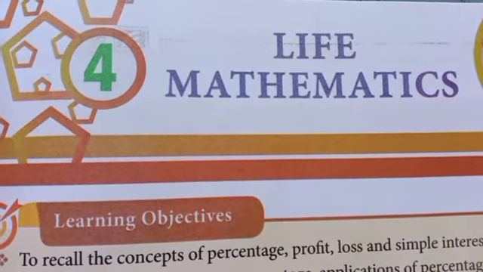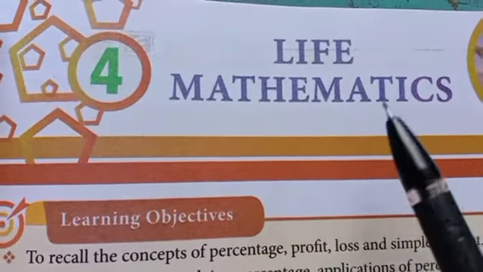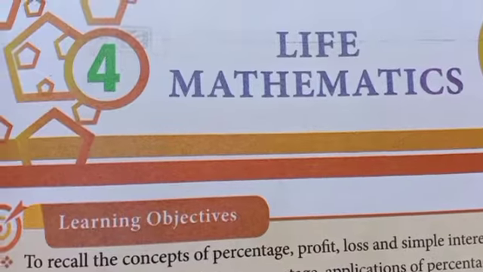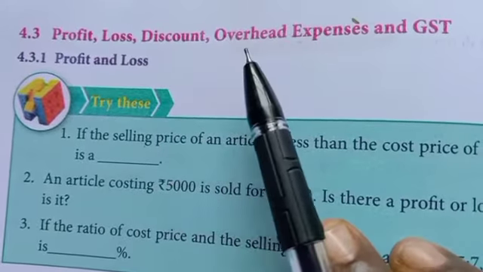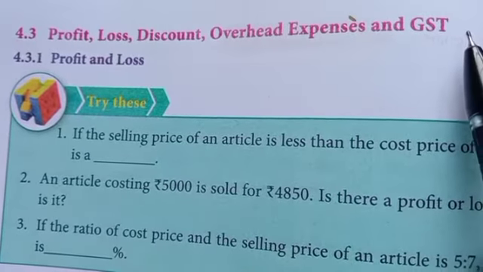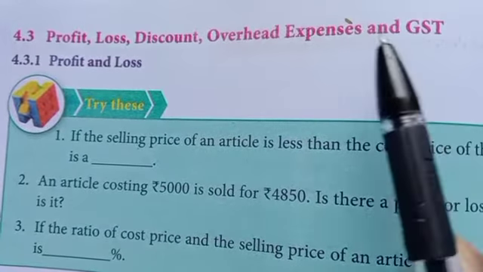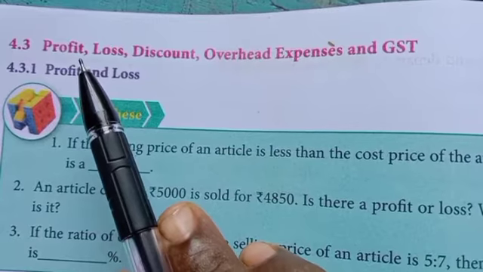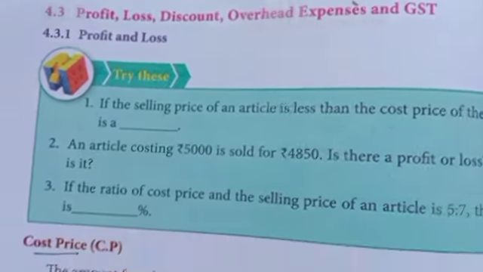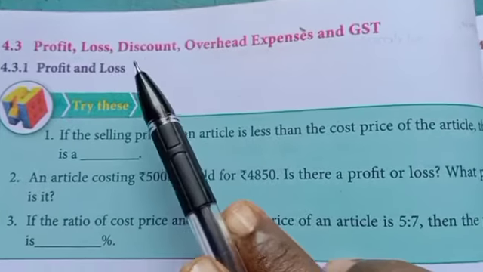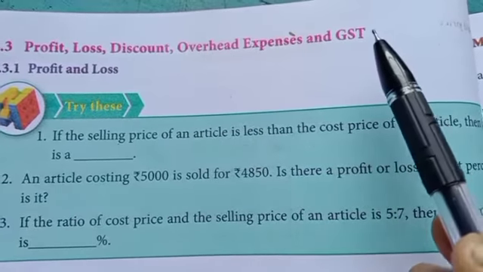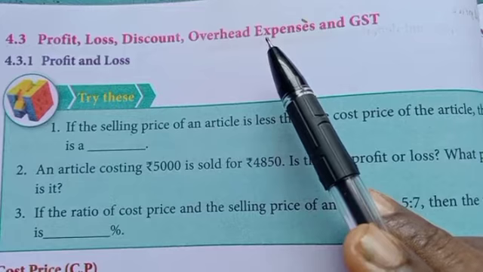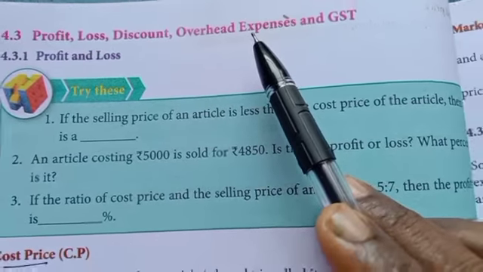Students, now you are going to learn chapter 4, Life Mathematics. For this chapter you are going to learn profit, loss, discount, overhead expenses and GST. First, you have to know what is the meaning of profit. Profit, loss, discount, overhead expenses and GST are related definitions and formulas we are going to see now.